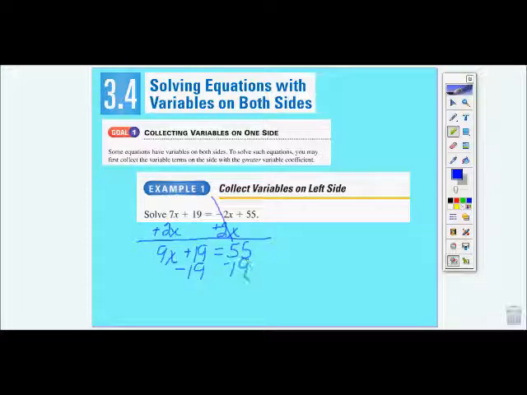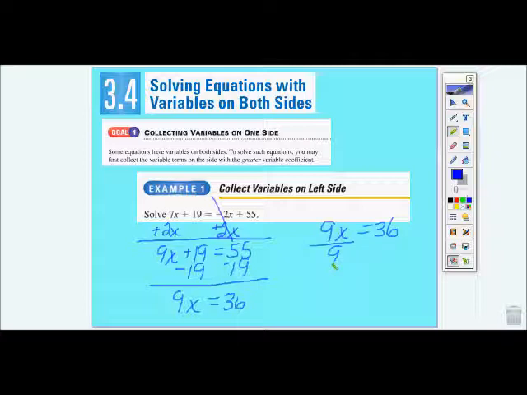I'm going to subtract 19 to get the constant terms together and isolate those variables. So I have 9x. I'm going to go ahead and rewrite my x entirely. 9x, and then 55 minus 19 is going to give me 36. Now usually we work vertically, but I have limited space here, so I'm going to transfer this over to a new column. We have 9x equals 36. I want to solve for a single variable, so I'm going to divide both sides by 9, giving me that x equals 4.